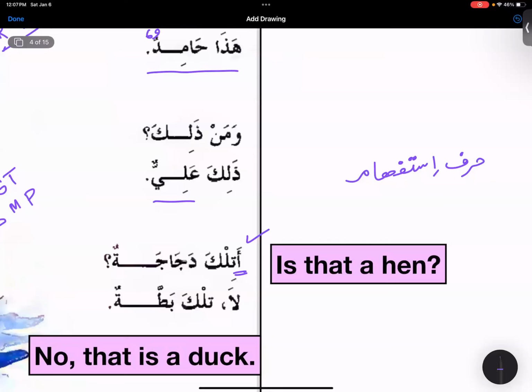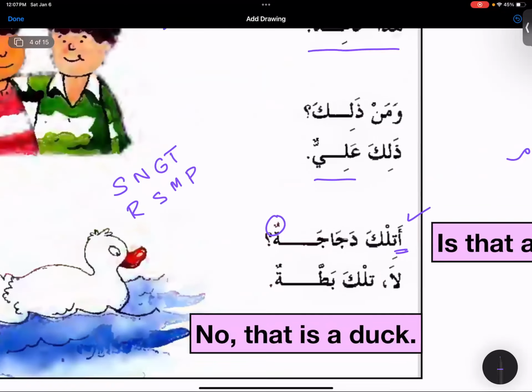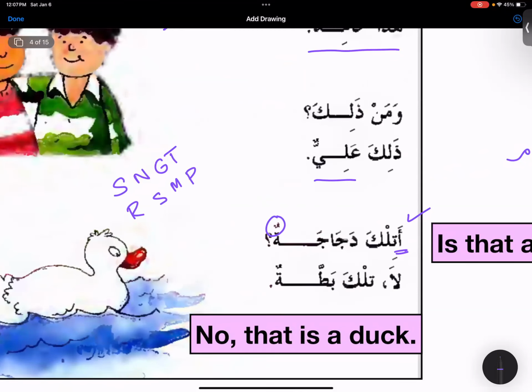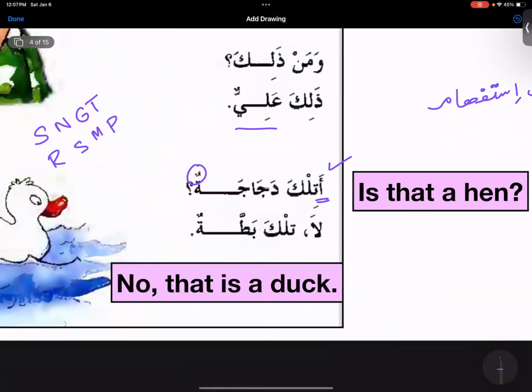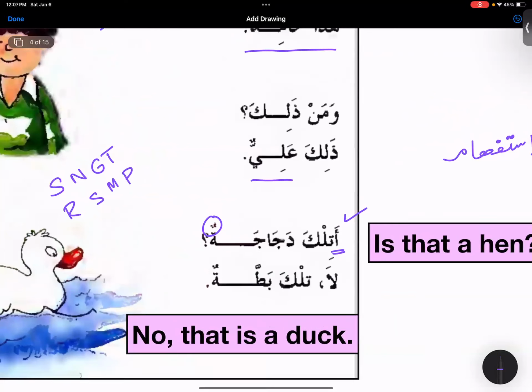So tilka dajajatun. How are we going to translate? Is that a hen? Now describe dajajatun: the status, number, gender, type. The status is Rafa status, the number is singular, the gender is feminine, and it's common. Very good. Atilka dajajatun, is that a hen? Dajaja means hen. What is the answer? La, tilka battatun. Now, what do you know about this la here? What kind of word is that? Is it al-Nahi?